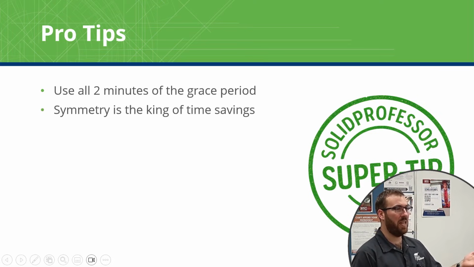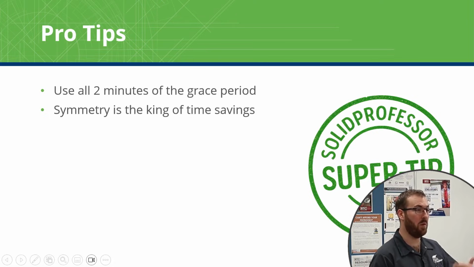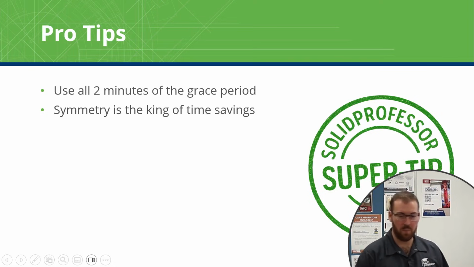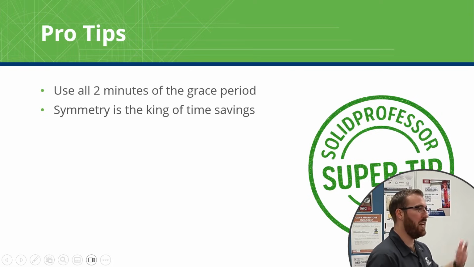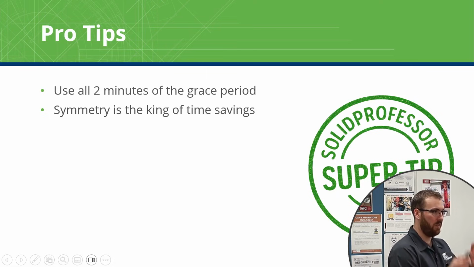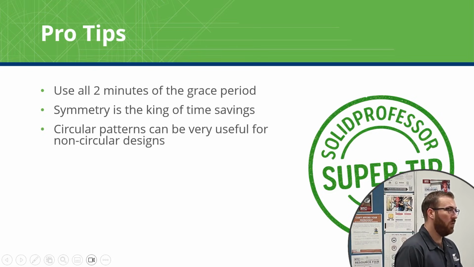Symmetry is the king of time savings, if there's not a faster way. Like we saw in this example, I think the center point slot is probably faster for me than creating a quarter of that profile and mirroring it and then mirroring it again. So keep those things in mind. But generally speaking, mirroring and symmetry means fewer features to create and place, fewer sketch entities to create. I would also recommend waiting to mirror multiple features at once when possible. Instead of creating a feature and mirroring it and then creating another feature and then mirroring it, you can save the mirror until the end. Circular patterns, as you saw, can be very useful even for non-circular designs in specific scenarios.